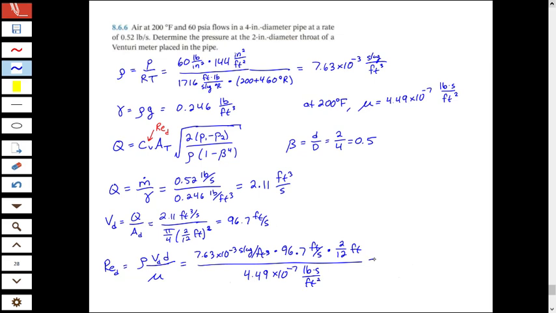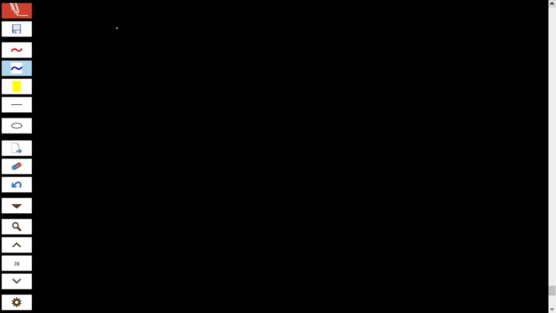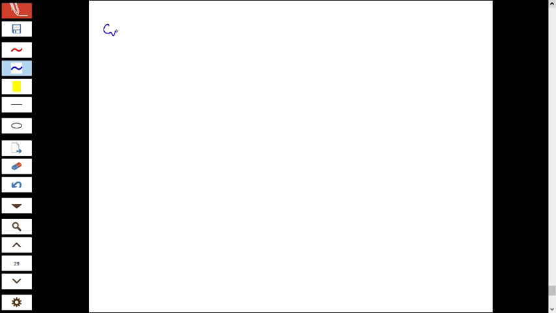All right. When you go through that calculation, you will get 2.74 times 10 to the 5th. So with that Reynolds number, let me go ahead and make that a little more clean. All right, so with that Reynolds number, you then look up, I'll put this on the next slide, the coefficient for the Venturi nozzle with that particular Reynolds number.